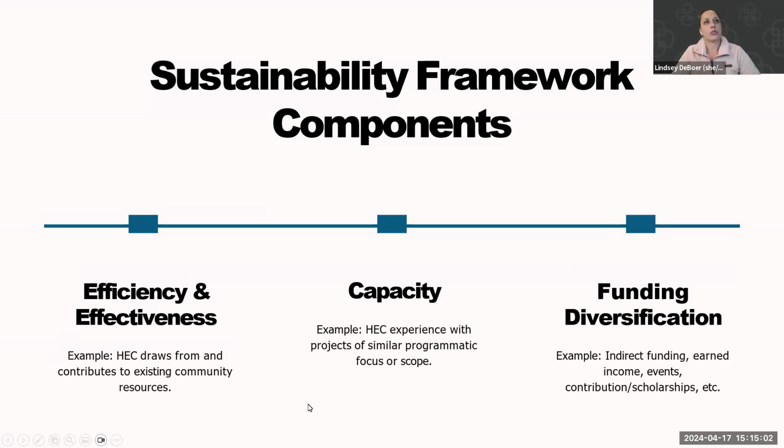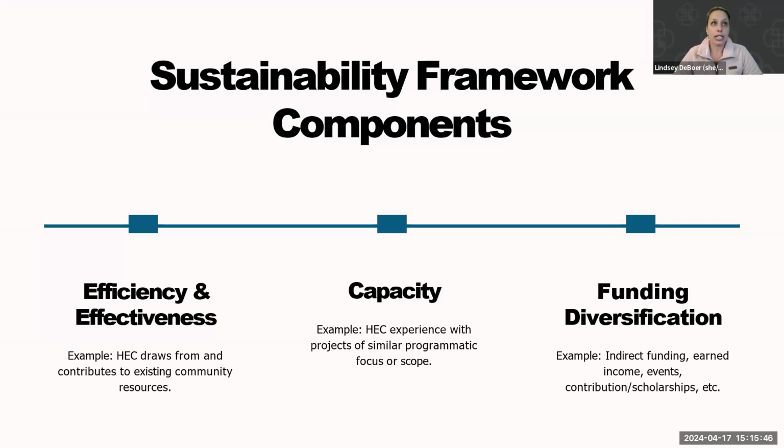This is the last slide for the components. The next one will overview efficiency and effectiveness. Does the council draw from and contribute to existing community resources? Again, there will be a self-assessment and you'll see different indicators, and you'll be able to select how efficient and effective we are being in tapping into those existing community resources. For capacity, how well equipped is our council, is our staff, to continue working on these activities that we've selected to move forward? What training might be required to build capacity?